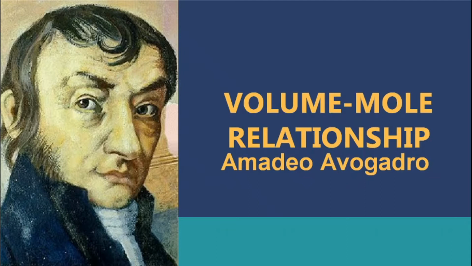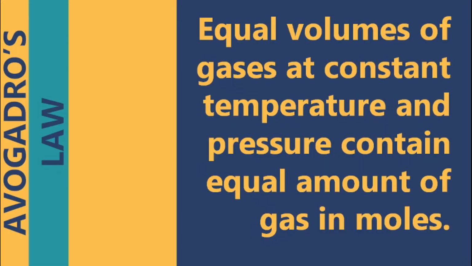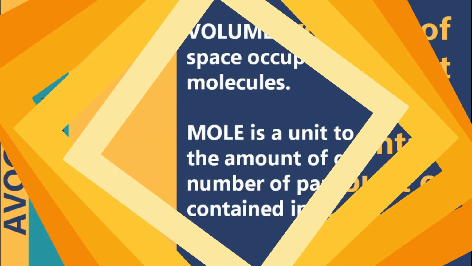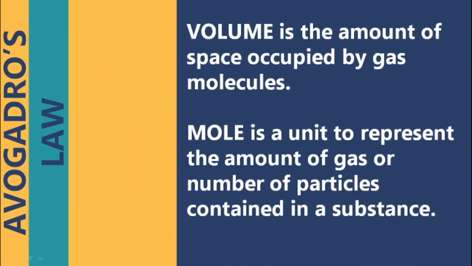He proposed his hypothesis regarding the amount of gas, expressed in the number of its moles, to the volume of a gas. The hypothesis is now known as Avogadro's Law, which states that equal volumes of gases at the same temperature and pressure contain equal numbers of molecules. Volume is the amount of space occupied by gas molecules, while mole is a unit to represent the amount of gas or number of particles contained in a substance.